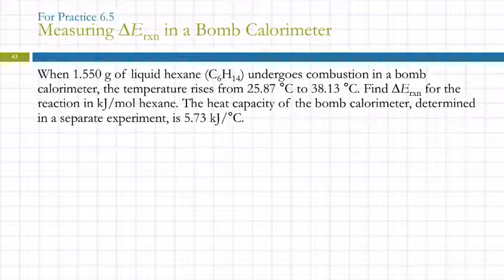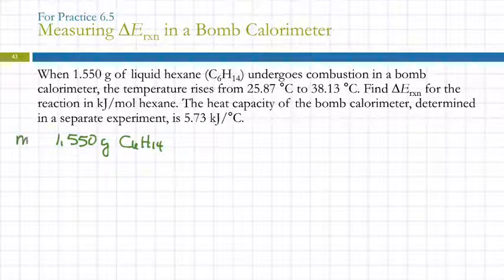Now that sounds a little bit overwhelming, right? It's going to be okay. So let's write some stuff down here. So we've got a mass, right? So we have 1.550 grams of hexane, C6H14. I'm going to call that M sub H, H for hexane, because I'm not going to be changing colors here. So it's in the bomb calorimeter. The temperature rises from 25.87 to 38.13.